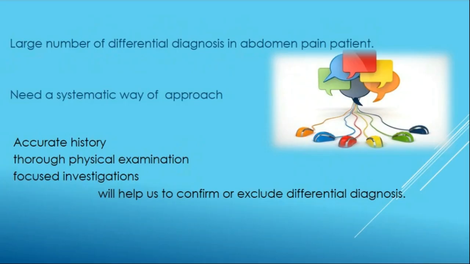We need an accurate history. It should be really accurate, not just abdominal pain. When we do the ward round, most of the house officers say, this patient presented with abdominal pain. That doesn't make any sense. We can't come to a diagnosis. In this case, there should be an accurate history, thorough examination, and focused investigation. Most of the time, we do investigations for the sake of doing them, not that. We have to keep some differential diagnoses in our mind and devise our investigations accordingly.